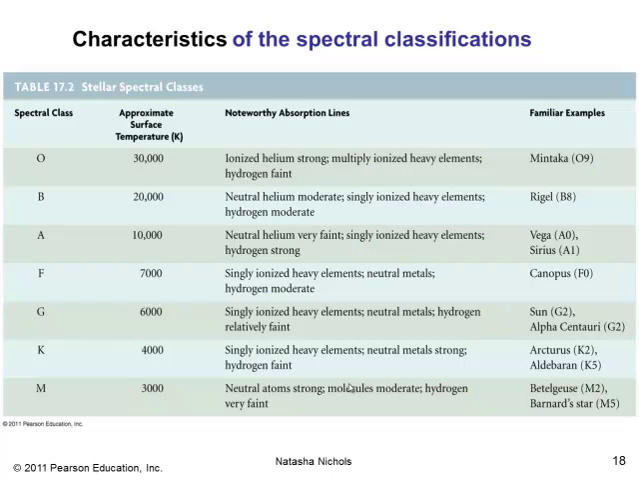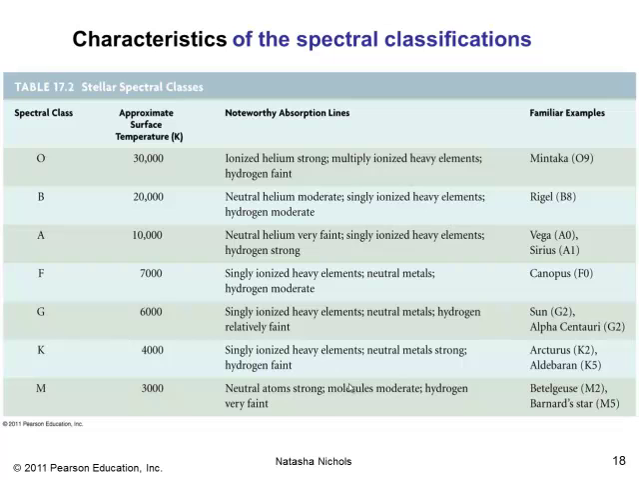And here's a nice table that puts together the characteristics of the spectral classifications. So let's take a look at spectral class O, the hottest stars. They have an approximate surface temperature of 30,000 Kelvin. They have noteworthy ionized absorption lines for helium and multiple ionized heavy elements, and their hydrogen absorption lines are faint. An example of a star that is O spectral type is Mintaka, and it is classified as O9.